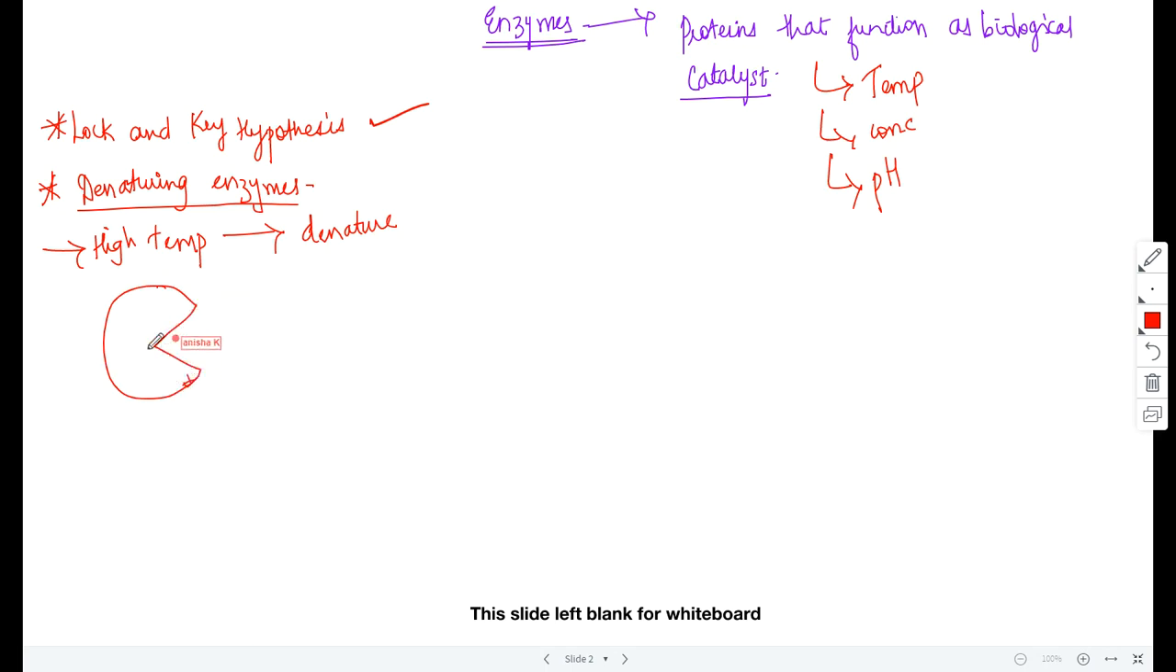Okay, the shape of this active site. This is my enzyme, this is my substrate which is ready to come and bind. But because of this high temperature, what might happen is it'll lose its shape. It's losing its shape. So the substrate has nowhere to fit here. So the substrates will no longer come and fit into the enzyme. And then we can say that they have been denatured.